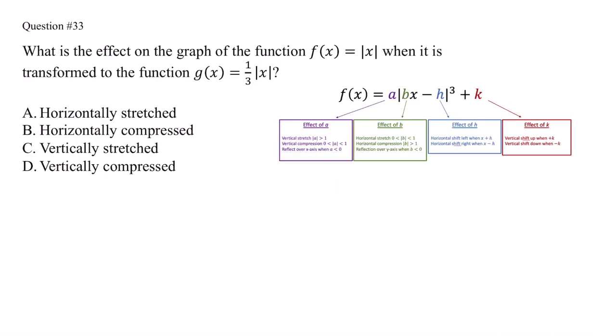So here it says, what's the effect of the graph of the function when it is transformed to 1/3 absolute value of x? 1/3 is a value of a. 1/3, if we look at the absolute value of 1/3, that is a number that is less than 1. So that is going to be a vertically compressed function.